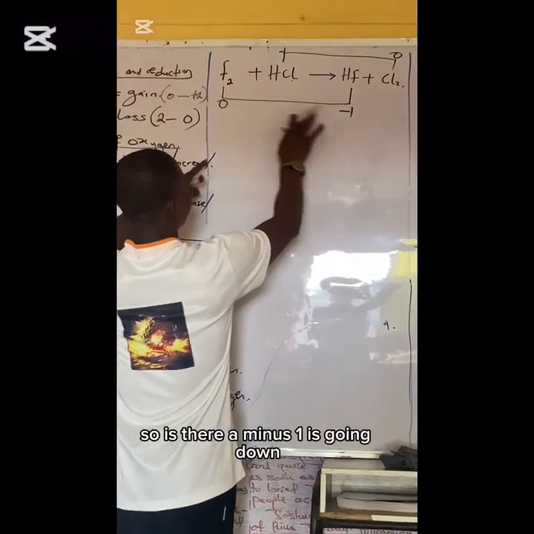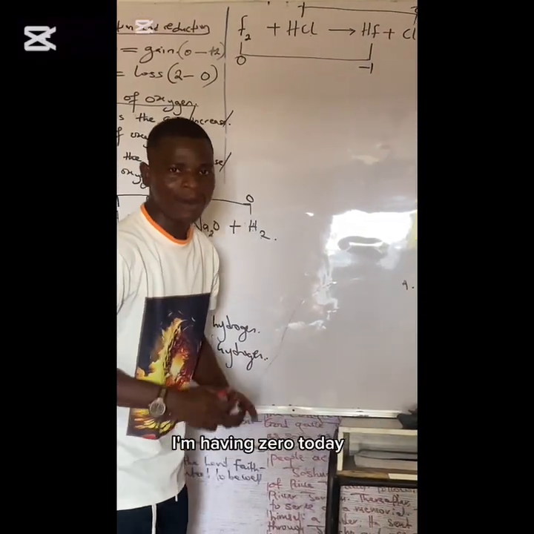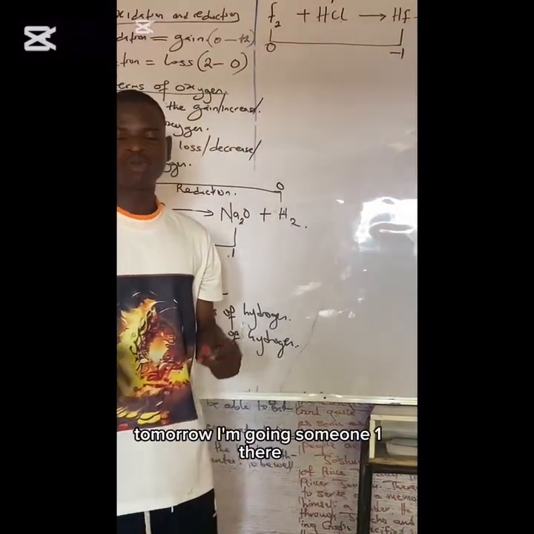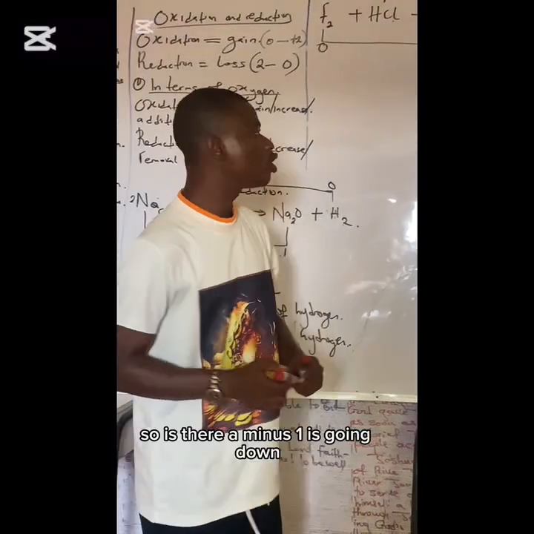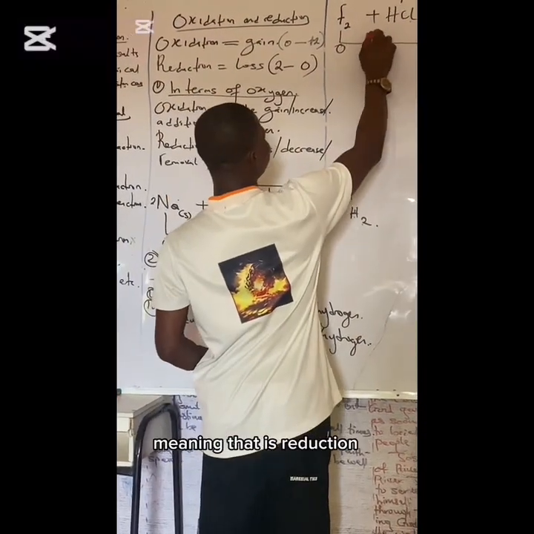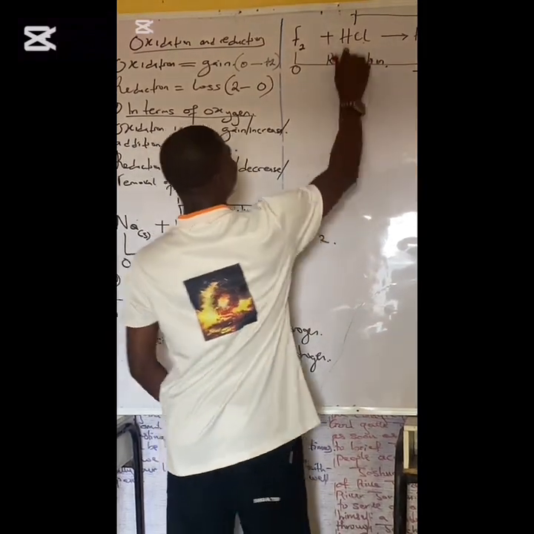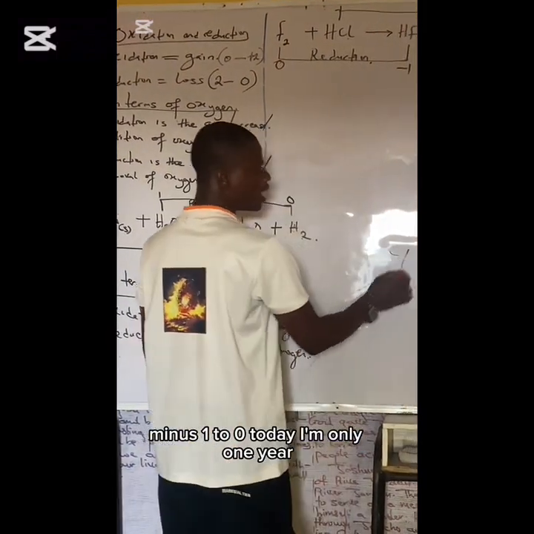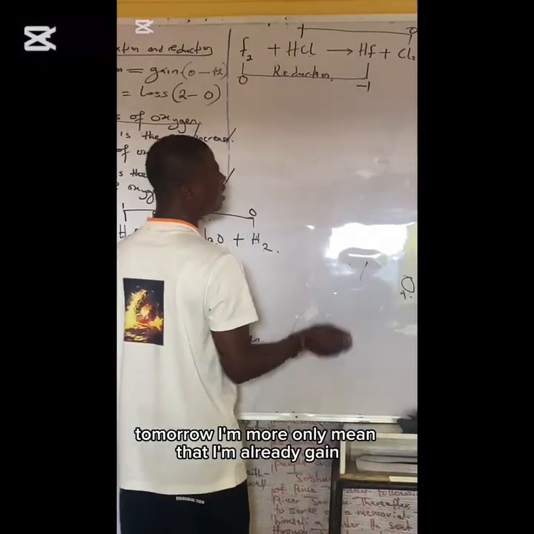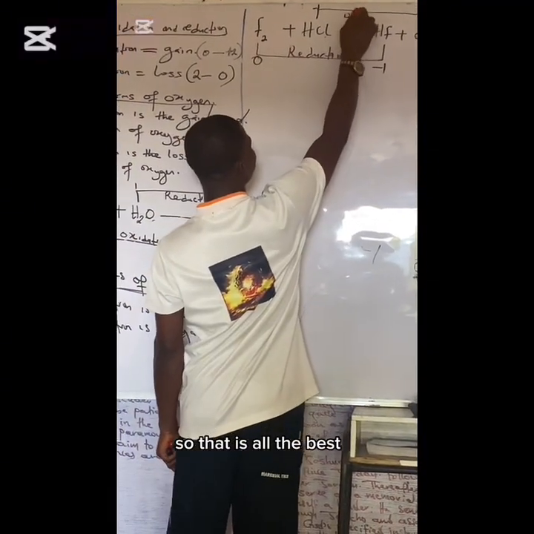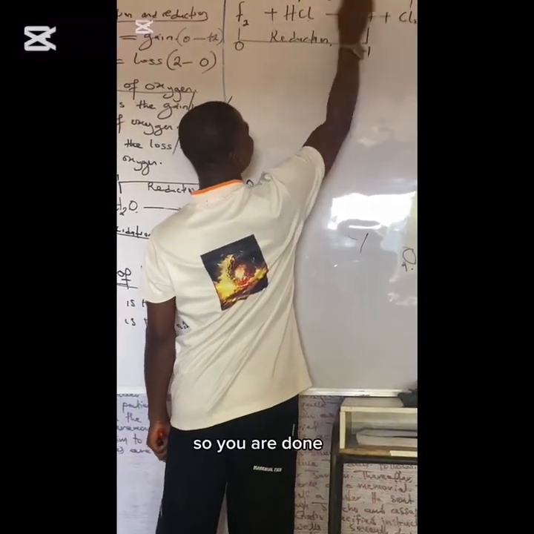So if 0 to minus 1 is going down, it's like I'm having 0 naira today, tomorrow I'm owing 1 naira. So 0 to minus 1 is going down, see that I'm owing, reduction. Minus 1 to 0, today I'm owing 1 naira, tomorrow I'm not owing, meaning that I've already gained. So that is oxidation. So you are done.